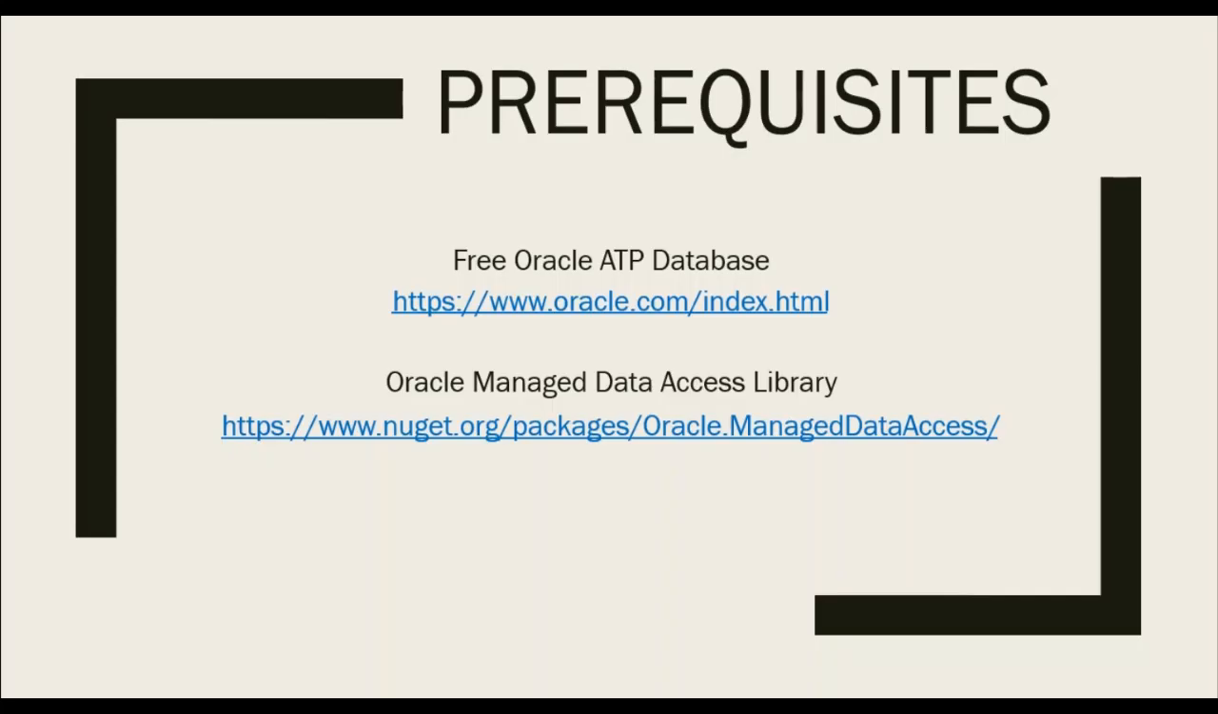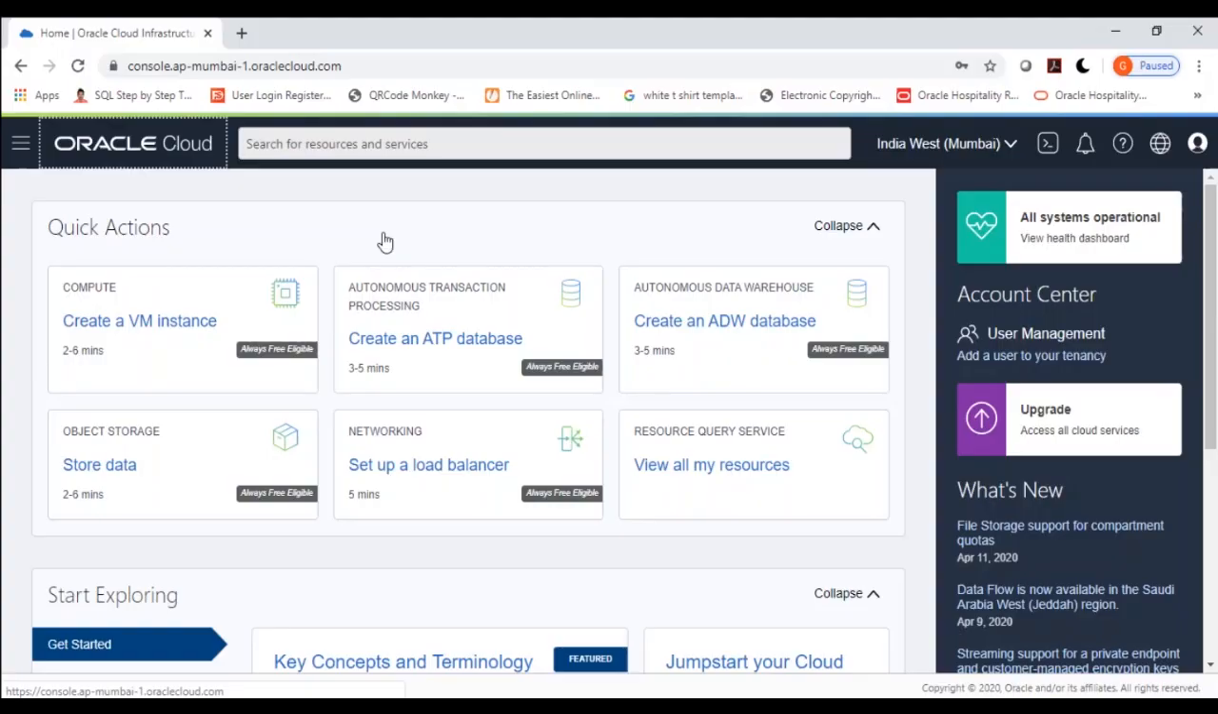Before we start developing this application, there are some requirements that need to be done. The first thing, you need to create a free Oracle ATP database. There are plenty of sources available on the internet on how to create an Oracle Autonomous Transaction Processing Database. You can get the resources and create it freely. The second thing, Oracle Managed Data Access Library. This is freely available from the NuGet library. You can download it through our Visual Studio reference packages.